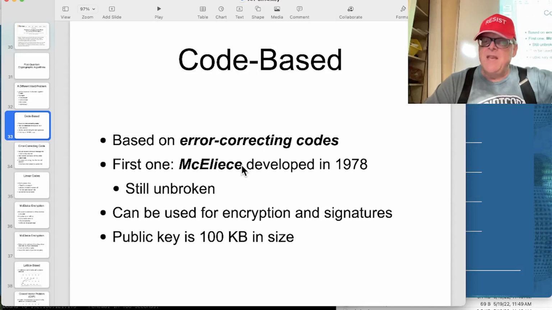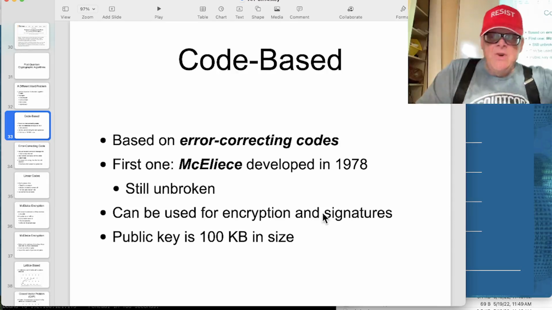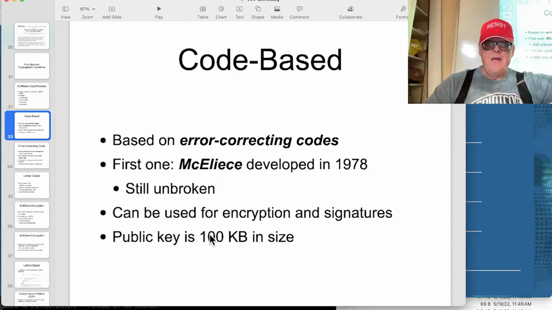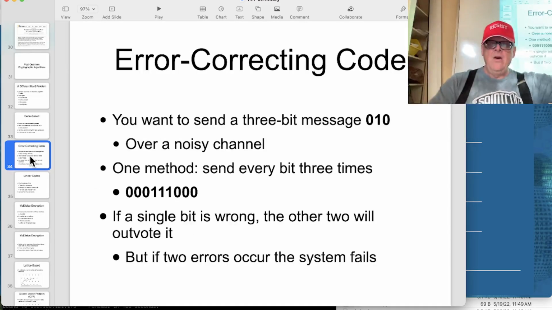The first one is McEliece, and this, by the way, is the new one that's just approved last week. It'll be in the projects coming up. And you can do encryption and signatures with it. And here, at this time, the public key is 100 kilobytes in size, but we're going to see it's in fact now down to just about 2 kilobytes in size. So it's gotten better.